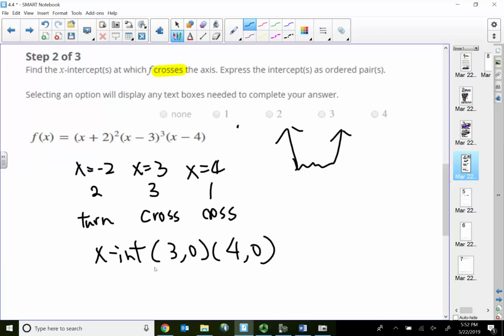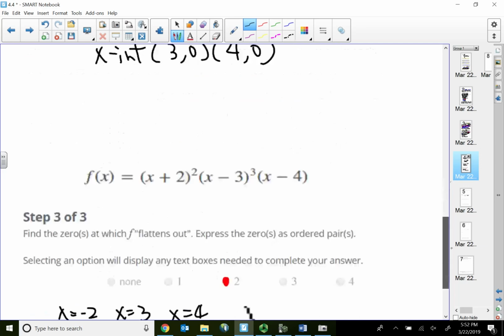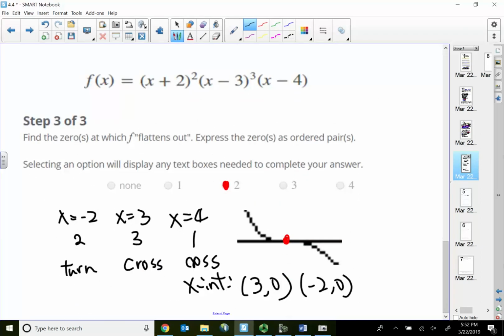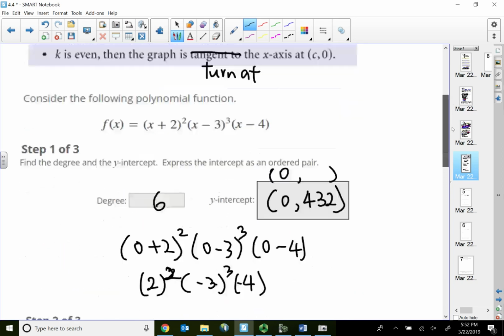It actually crossed at 2 different places, (3, 0) and (4, 0). It actually appeared to be flattened also at 2 different places, (-2, 0) and (3, 0). So just remember, anything higher than degree 2 on the multiplicity is considered flattened. All right. So this particular example was already factored for me.